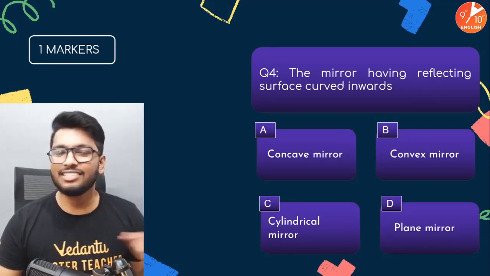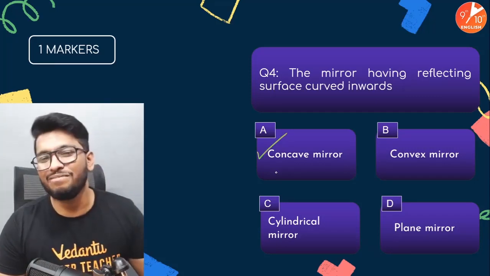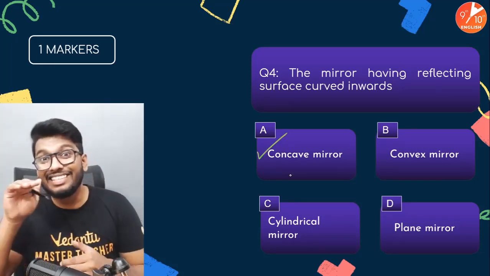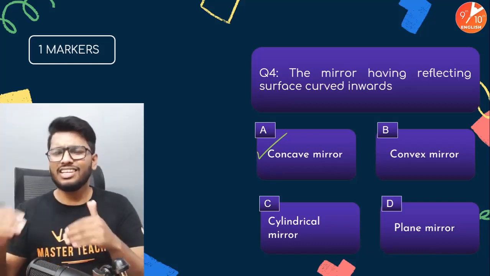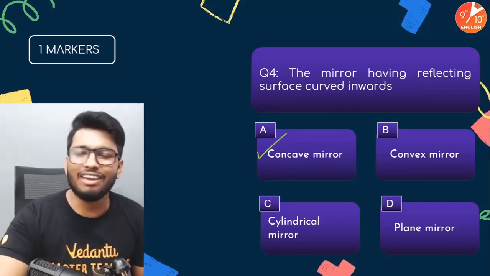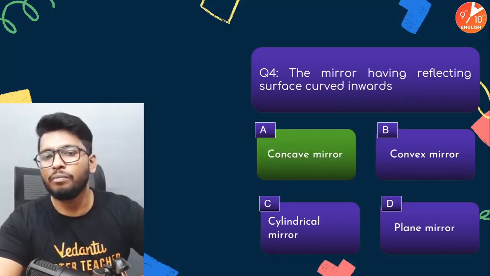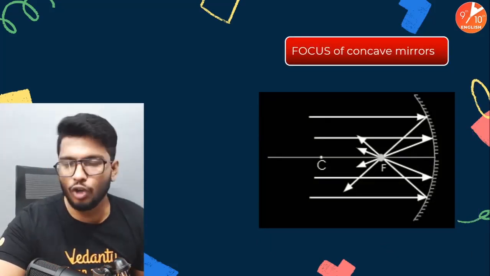It's option number A. Concave mirror. Why? It's curved inwards, caving inwards. Concave mirrors are the ones that are caving inwards. So the surface that is curved inwards would be called a concave mirror. As simple as that. Moving on, people. Moving on to the next topic.